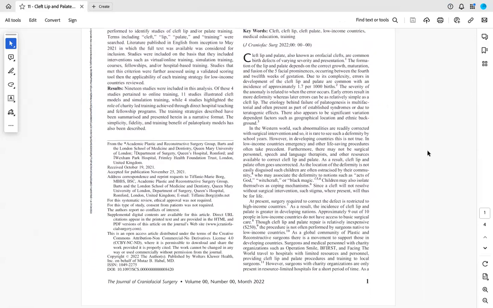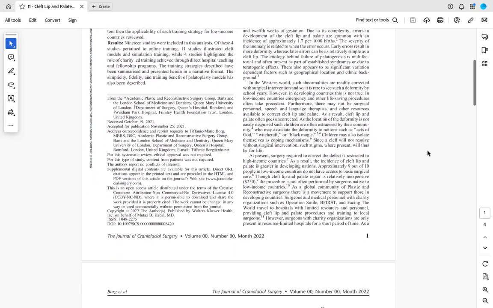So for this sort of project, the reason it's important to go into detail about cleft lip and palate training for low-income countries is because there's a high prevalence of these cases in developing countries. And it's not an expensive procedure to perform. So actually by addressing the training and performing it safely, you could make a big difference.